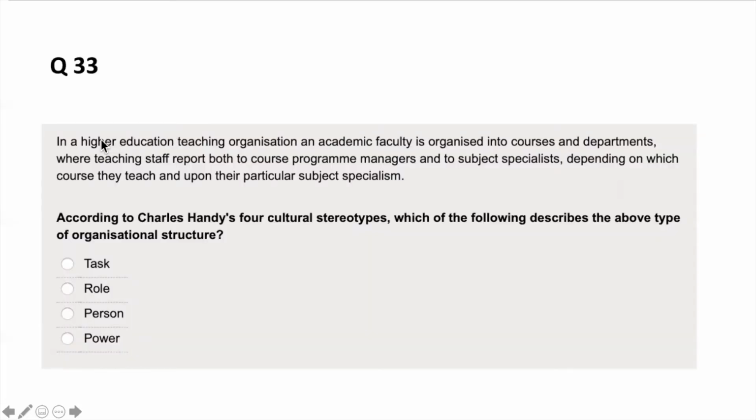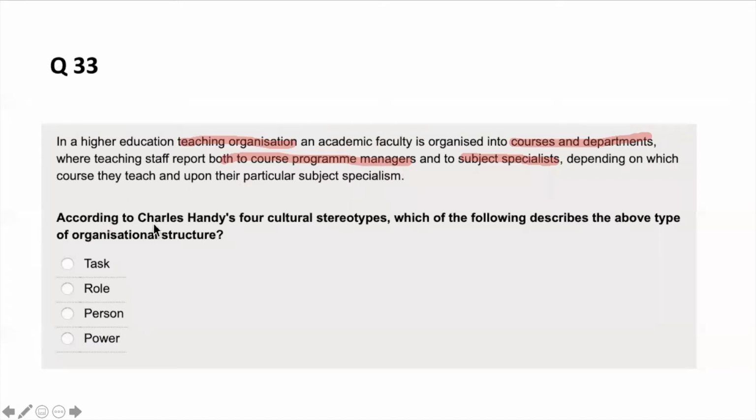Question number 33. In a higher education teaching organization, an academic faculty is organized into courses and departments, where teaching staff report both to the course program managers and to subject specialists, depending on which course they teach and upon their particular subject specialism. So we see that people take on different tasks, and many people seem to have more power.